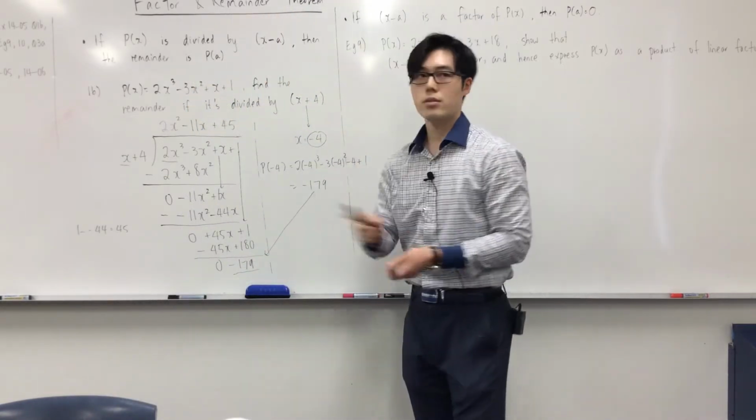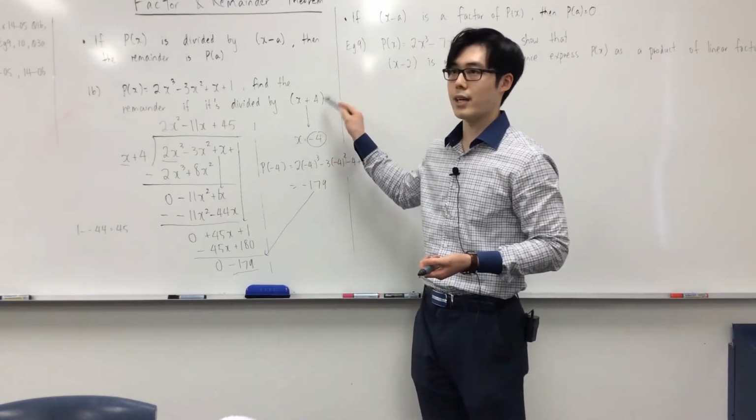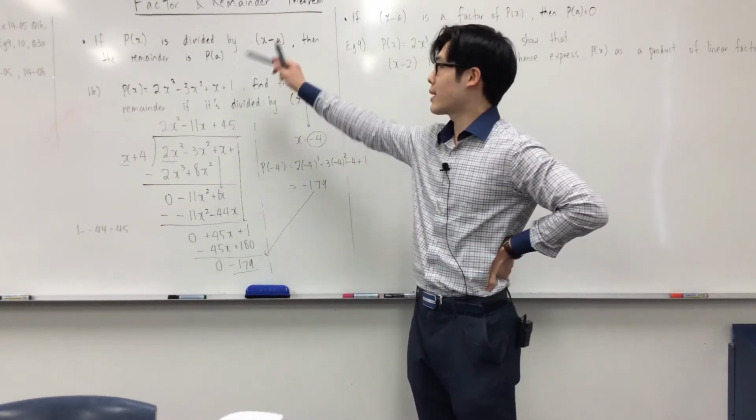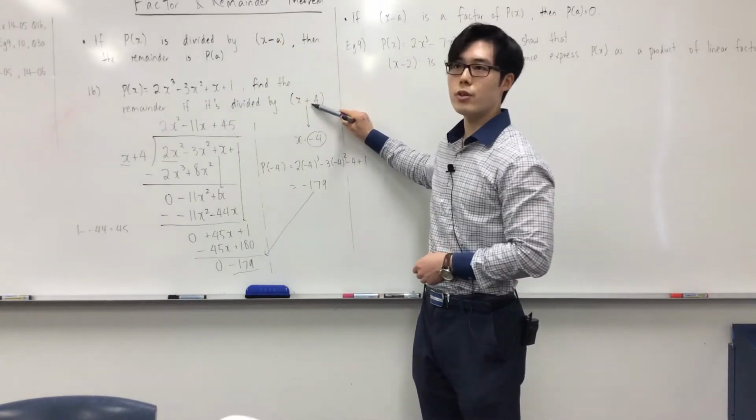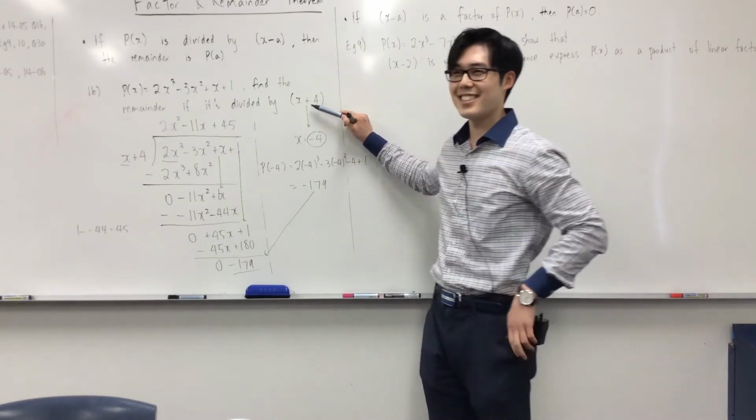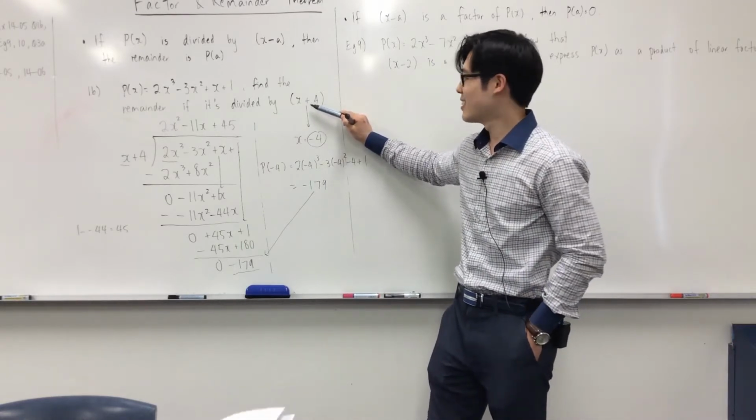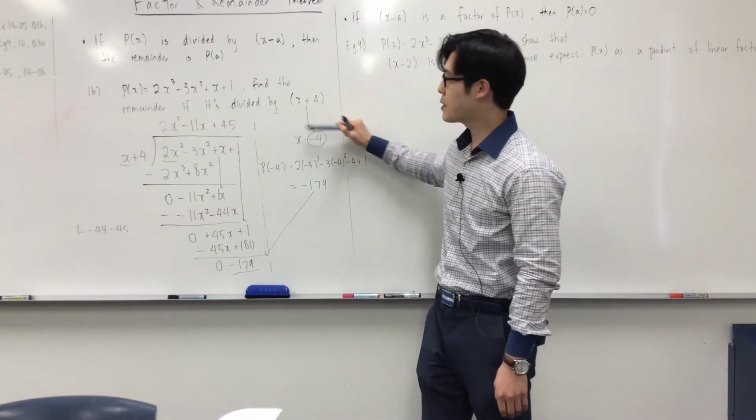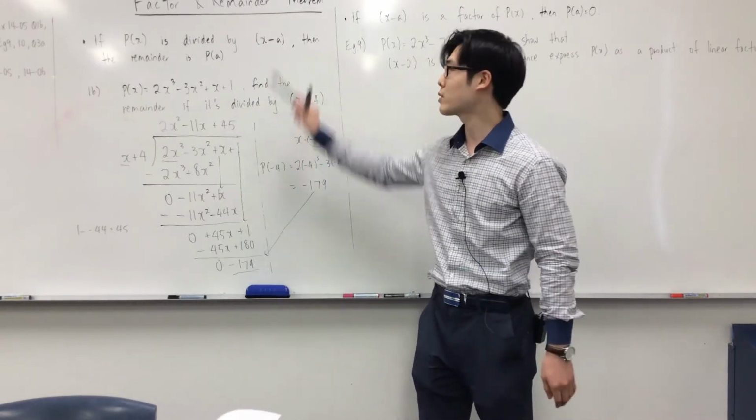So, girls, the question is, find the remainder if it's divided by that. That's what makes this theorem so convenient. Instead of doing all this long division, if you know the divisor, the x value you get from the divisor, if you substitute it into the polynomial, that will give you the remainder straight away instead of having to do all of that. That's called the remainder theorem.